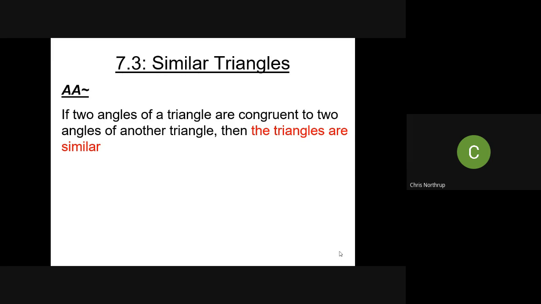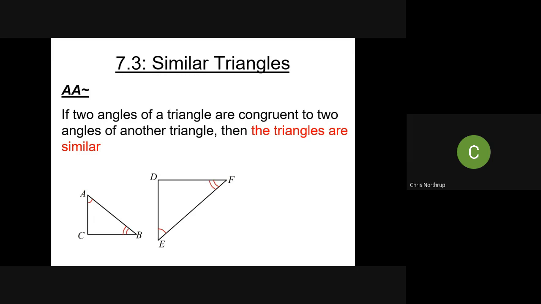The first shortcut is called AA, or angle-angle similarity, and it tells us really all we require are two congruent angle pairs. So if two angles of a triangle are congruent to two angles of another one, that's enough to say that the triangles are similar.